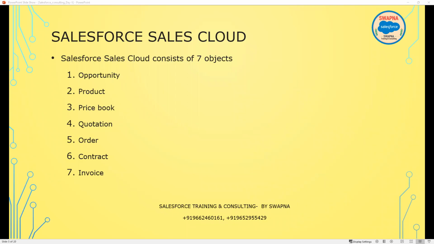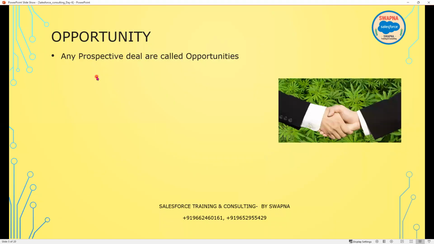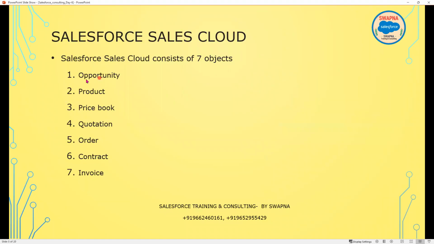Done. Now we'll see each one of the objects step by step. What is opportunity? What is product? What is price book? And what is quotation? What is order? How to create a contract? What is invoice? Everything we will see step by step. Then finally, I'll give you a real-time scenario where these objects are involved. First, let's understand what each object is and how we create it.